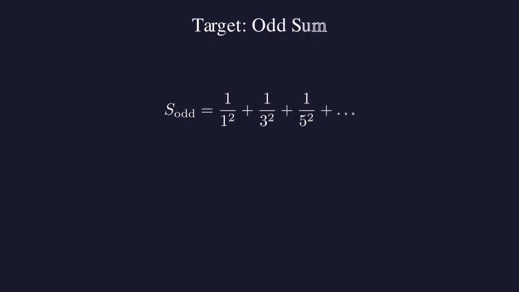First, we need to simplify our target. It turns out that if we can find the sum of the odd inverse squares, 1 over 1, 1 over 9, 1 over 25, we can easily find the total sum. The sum of the odd terms is exactly 3/4 of the total Basel sum. So let's hunt for that odd sum.